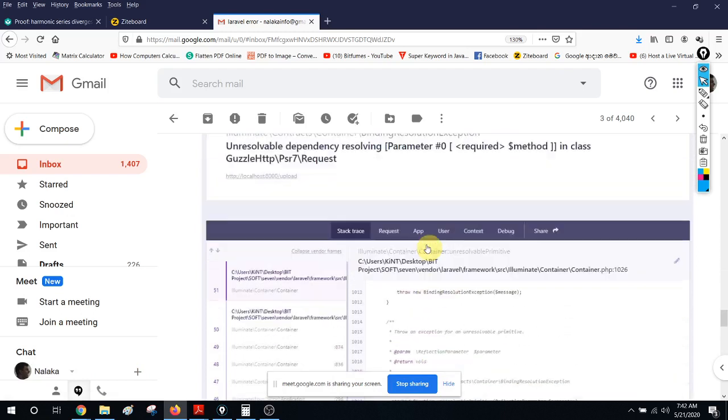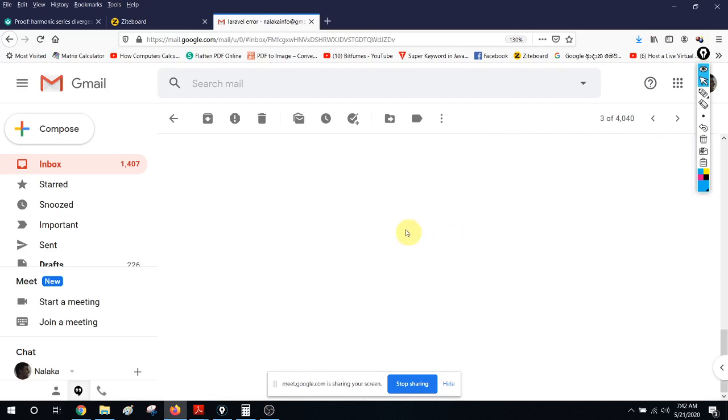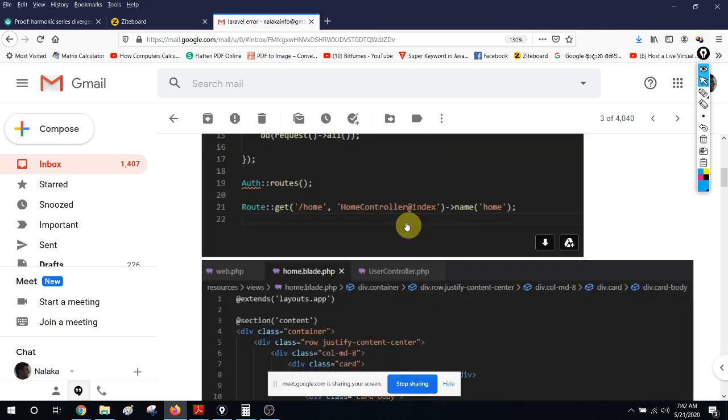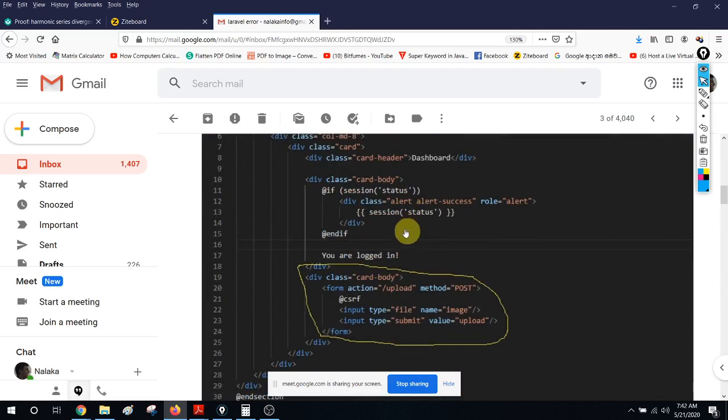Right, so he is trying to upload an image to a website. So now he is trying to implement this functionality in this project. Now he has got an error, and he can't figure out what the issue is.